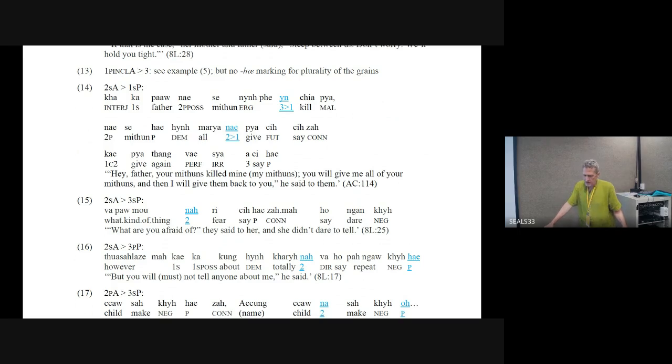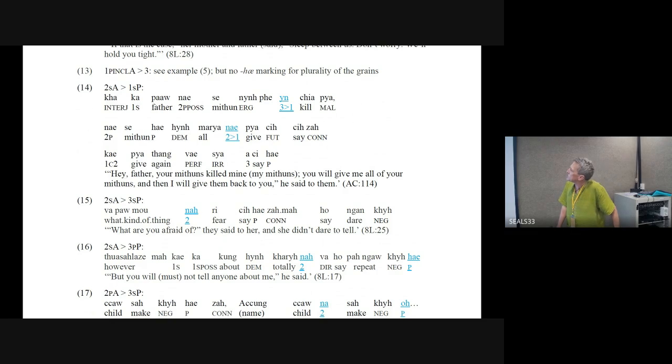In 14, we've got the na marker, right? So second person acting on first person. So in this particular context, some guys, Mithuns, have killed the Mithuns of this other person, and the person whose Mithuns were killed is saying, "You will give me all of your Mithuns." Nasaha Marua Napuachi. So the Napuachi, you will give me, right? So that's that second person marker.